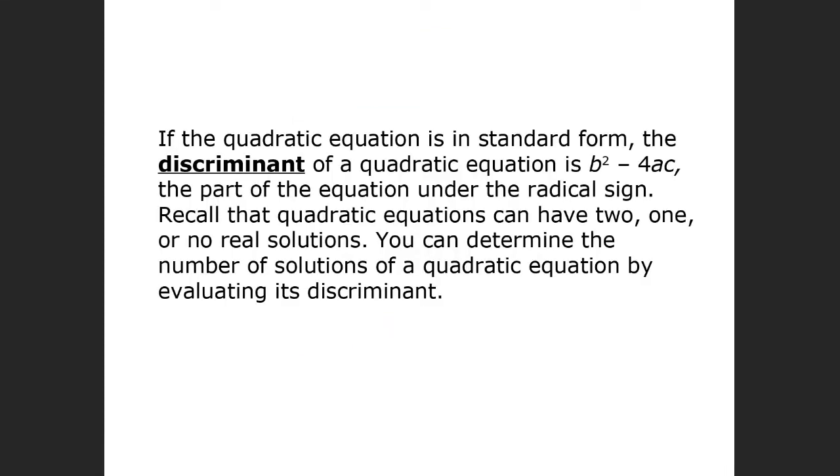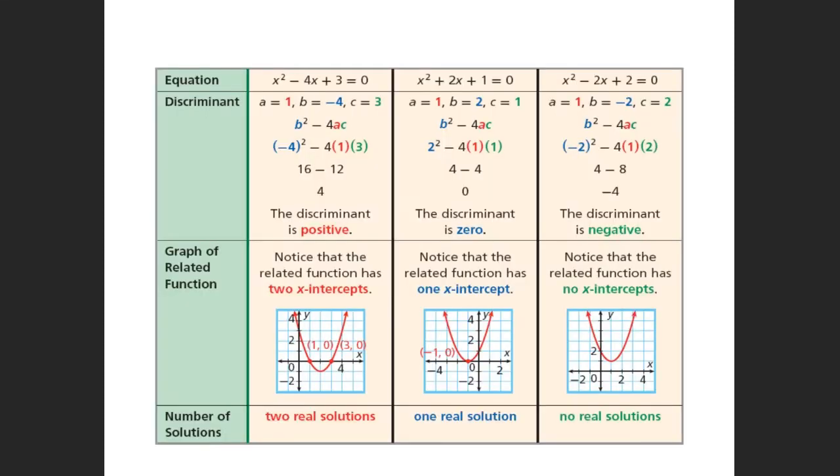If the quadratic equation is in standard form, the discriminant of the quadratic equation is b squared minus 4ac. It's the function underneath the square root. That's what they're talking about. The part of the equation under the radical sign. Recall that the quadratic equation can have 2, 1, or no real solutions. You can determine the number of solutions of the quadratic equation by just evaluating the discriminant.